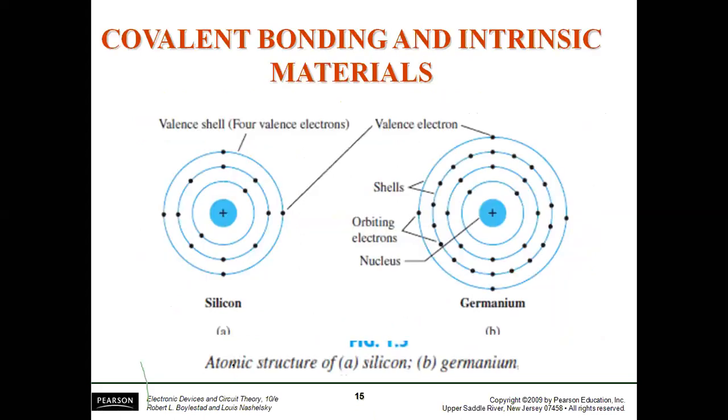Okay, and you all know that silicon is a fourth group element. It has 4 electrons in its outermost shell, and germanium is also a fourth group element having 4 electrons in its outermost shell. So silicon cannot form an ionic bond as such. To complete its octet, it has to form covalent bonds.